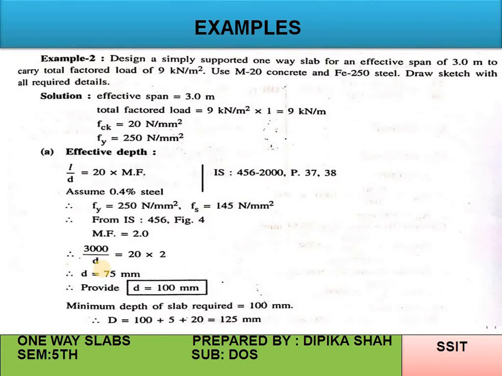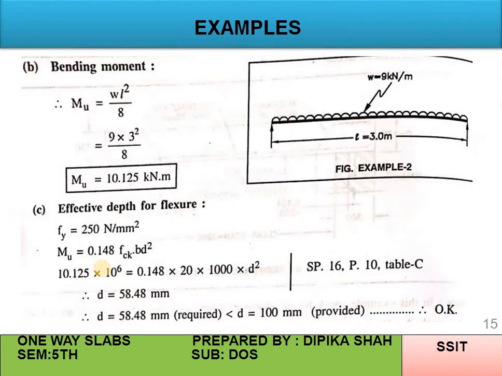The minimum depth of the slab required is 100 mm. Now the overall depth is 100 plus 5 plus 20. What is the 5? We have assumed 10 mm diameter bars in the slab, so that is 10 by 2, that means 5, plus 20 is the overall cover. That's why our overall depth is 125 mm.